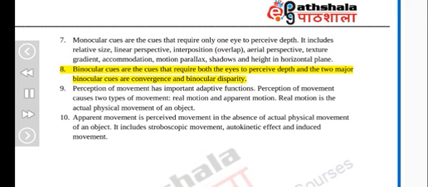8. Binocular cues are the cues that require both the eyes to perceive depth, and the two major binocular cues are convergence and binocular disparity.